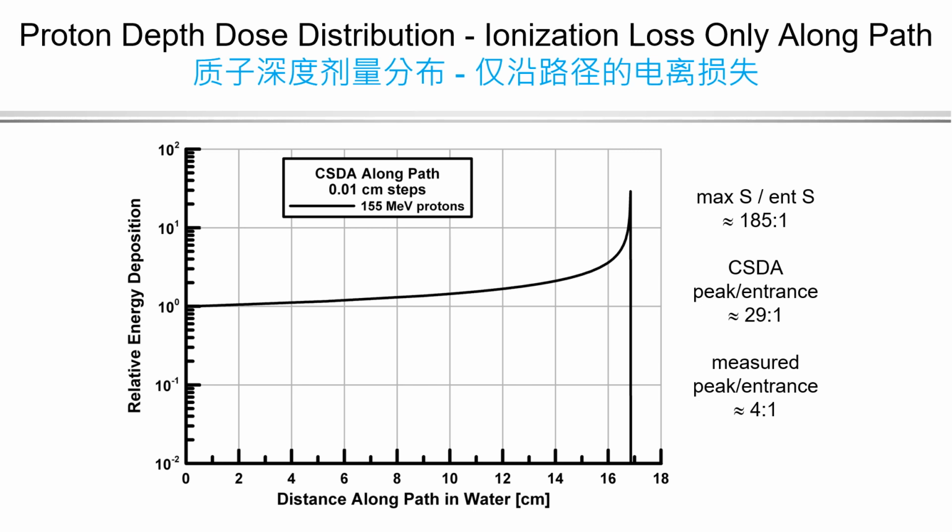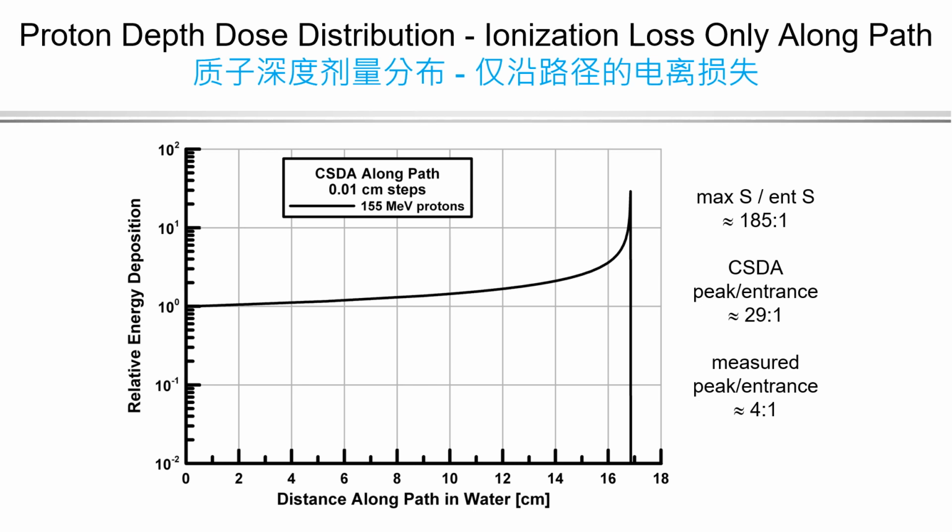If one were to look at a table of proton stopping powers, the maximum stopping power of a proton at the depth of the peak would be 185 times that of a proton entering the surface. On this plot, however, the peak to entrance dose ratio is only 29 to 1 because the energy deposition tallies were done in slabs 1/10 millimeter thick in the depth direction.